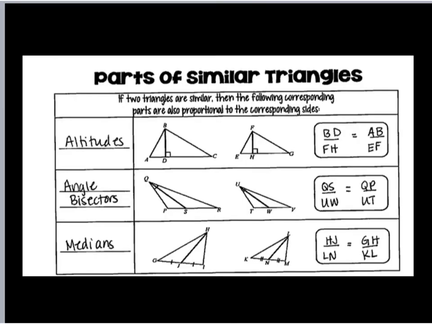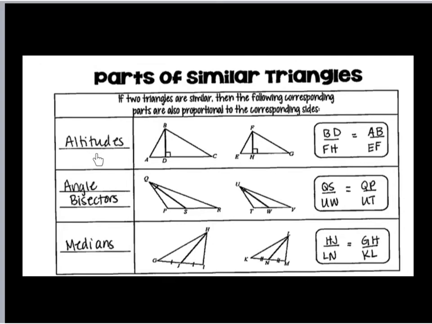Unit 6, similar triangles, day 5. Today we're going to go over parts of similar triangles. If we know two triangles are similar, then the following corresponding parts are also proportional. The minute we see similarity, as we already talked about, you're going to set up a ratio.